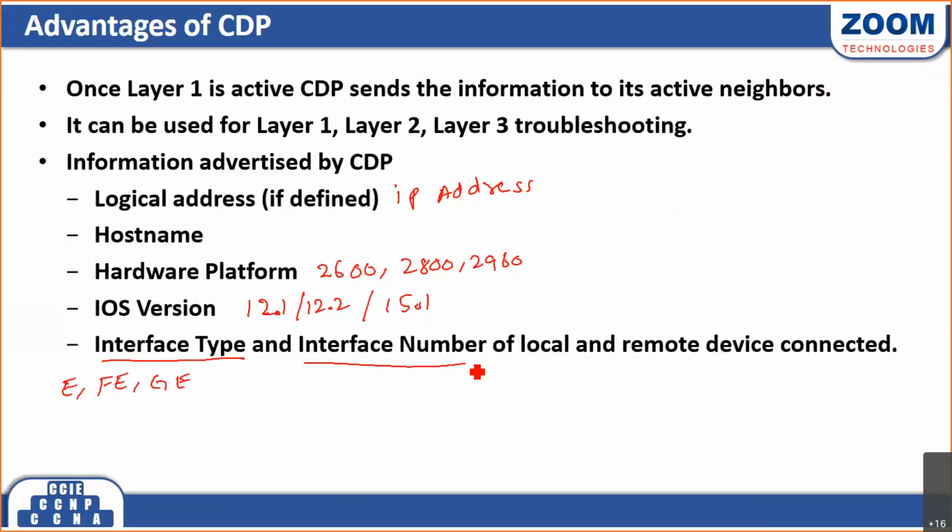An interface number. It is connected to port number 2. It is connected to port number 9. It is connected to port number 11. Which port number is connected? So the device can be a local device, it can be a remote device. So this information is advertised by the CDP protocol. When a link is connected, configuration is not required, passwords are not required, nothing, because CDP is enabled by default.